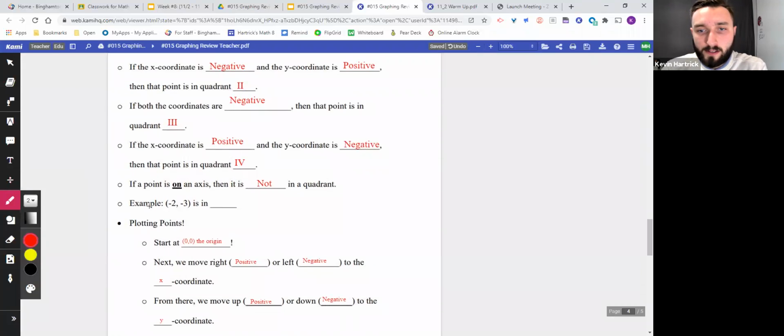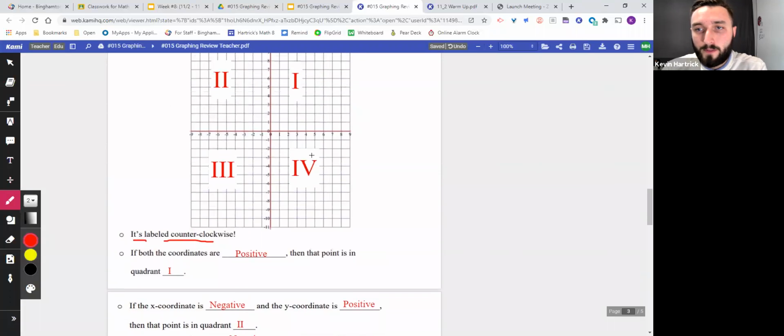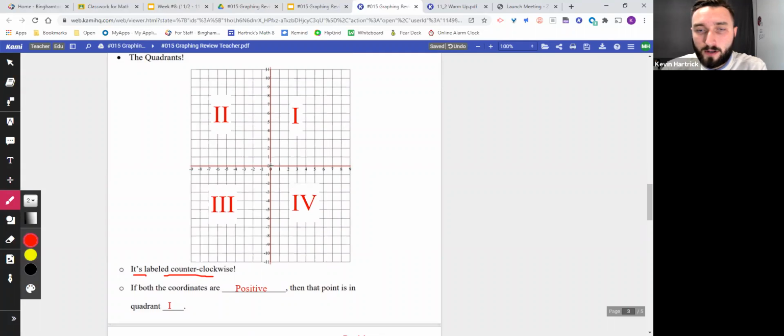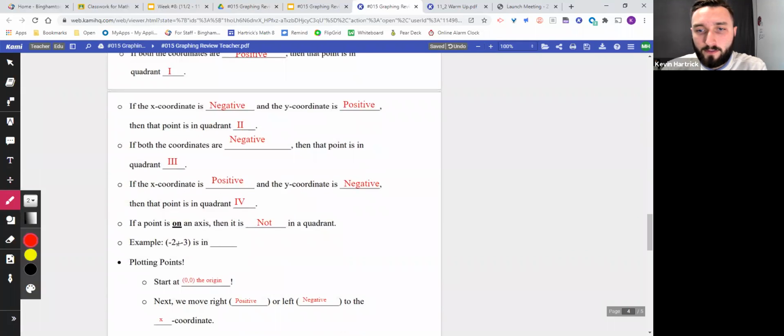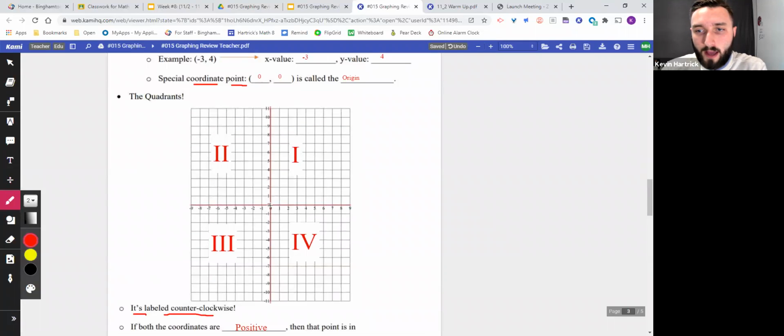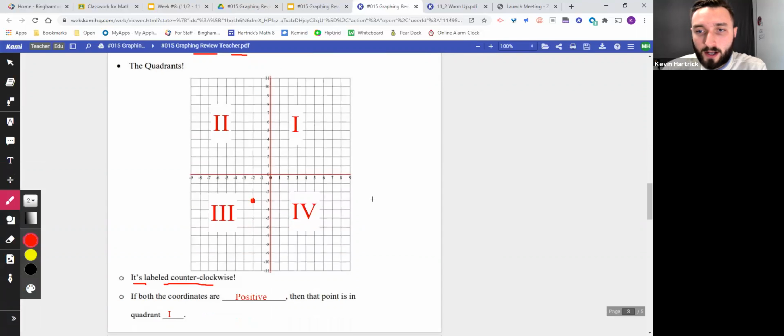So let's look at an example. (-2, -3). Let's take a look at what quadrant it's in. So -2, the first number always tells me x. So -2 tells me I've got to go left 2. Okay, and then it says -3. So now I'm on my y. I've got to go down 3, and my point is right here. Okay, and so that tells me my quadrant is quadrant 3.